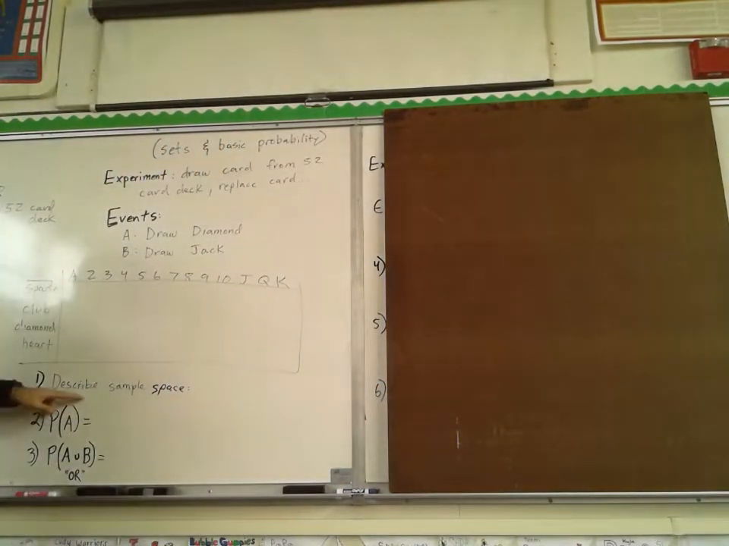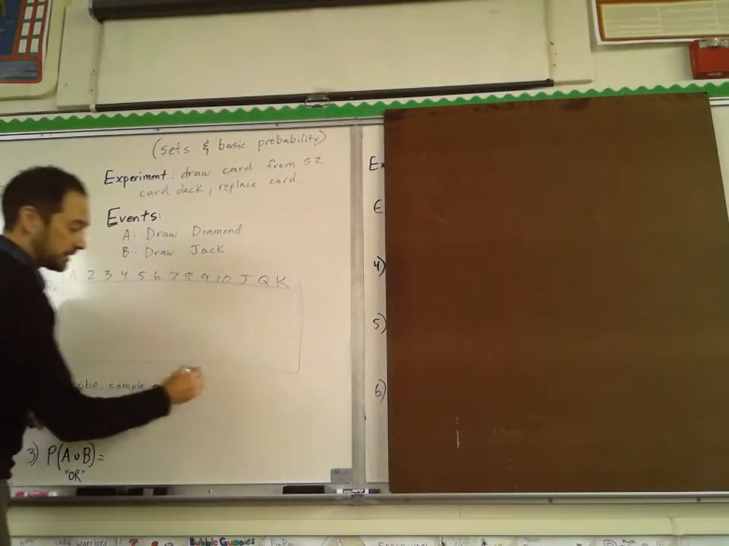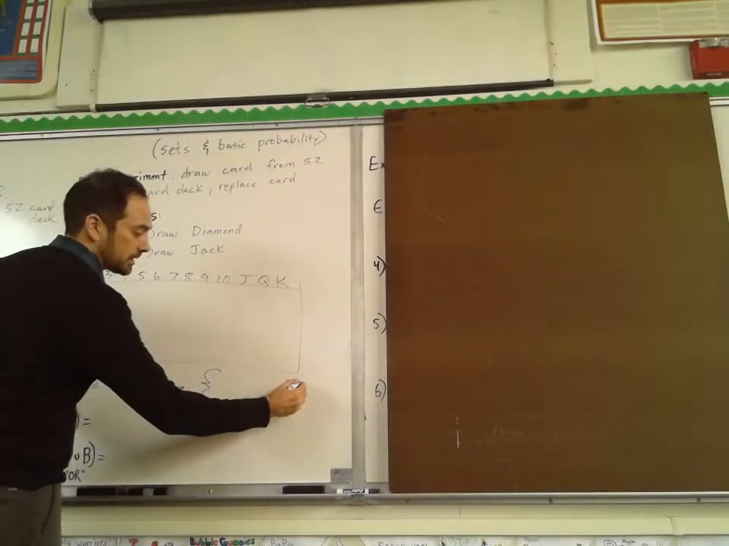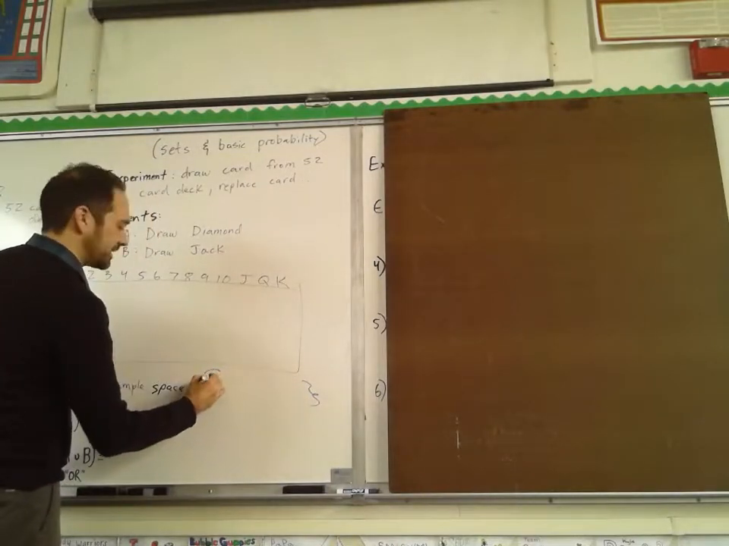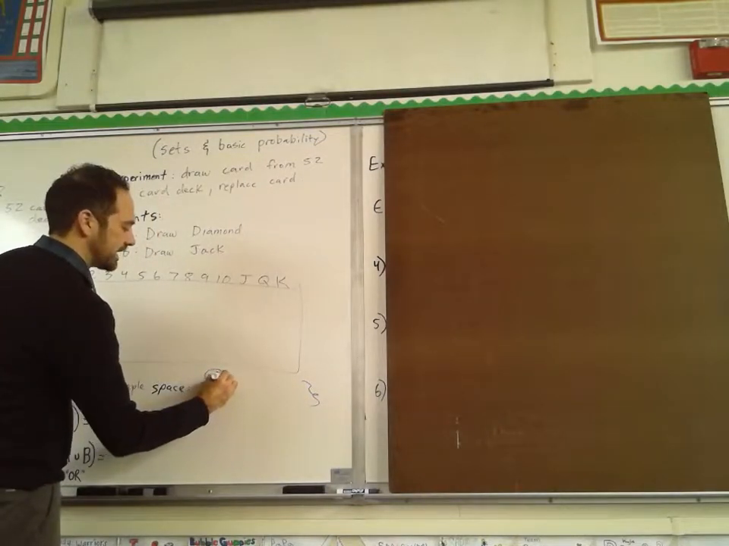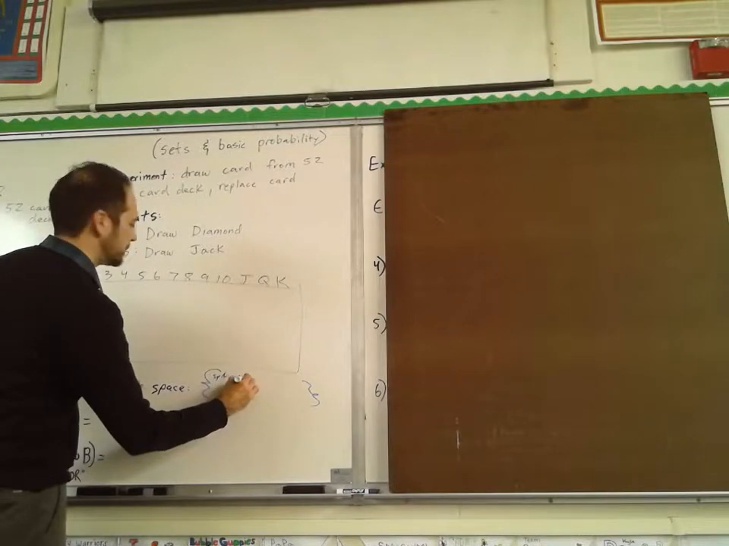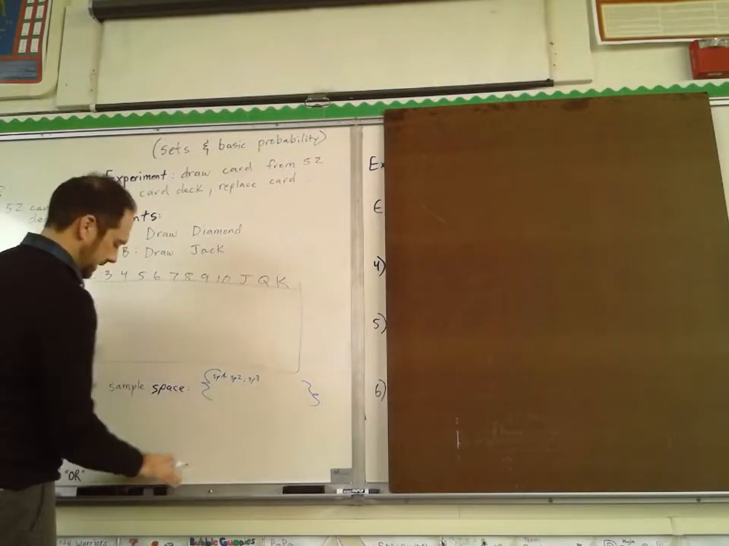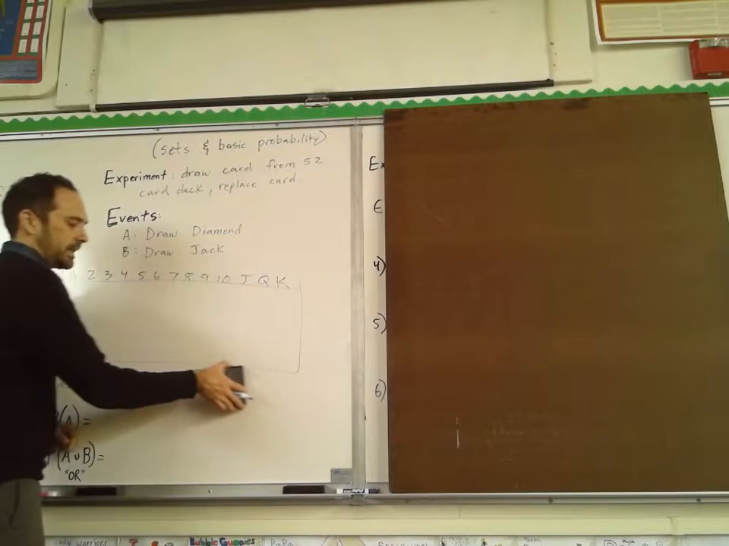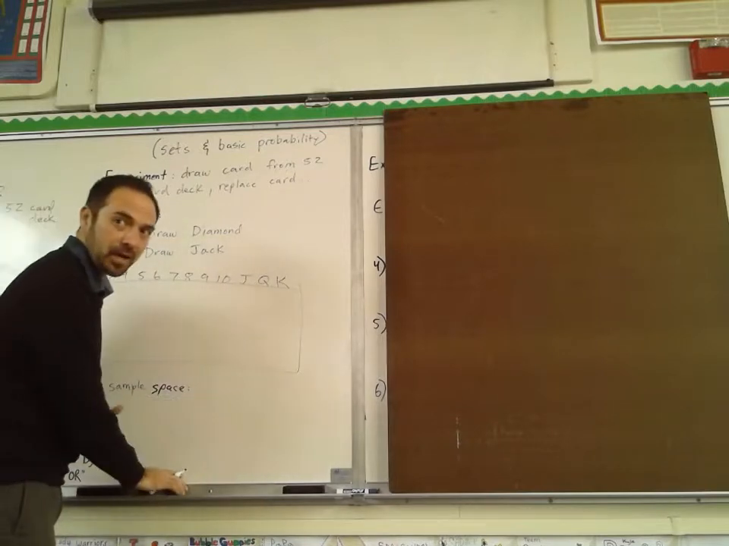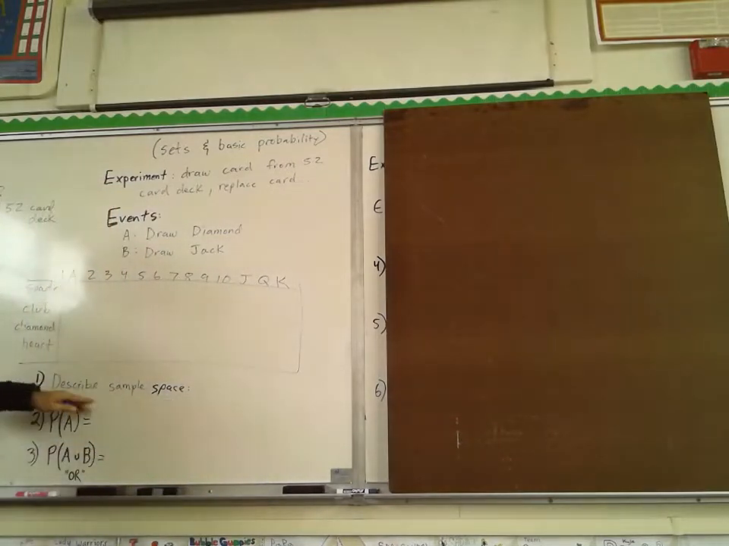I said describe because otherwise, if I had put my brackets, I would expect you to go: spades ace, spades 2, spades 3. And that's just rote memory, just jotting it out. So how can we describe the sample space? Just describe it. All 52 cards.